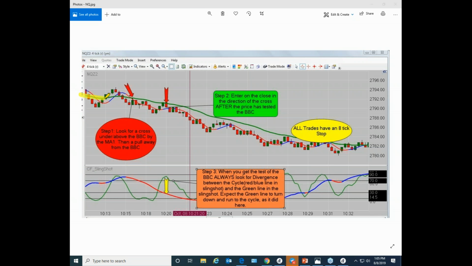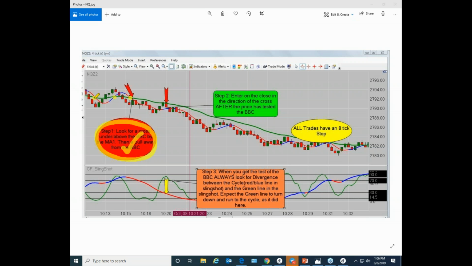The green line is just referred to as the BBC. That is short for bullish bearish cross. But what's important about the two lines is this. Together, when the MA1 is crossing the BBC, that is step number one. That checks this box.